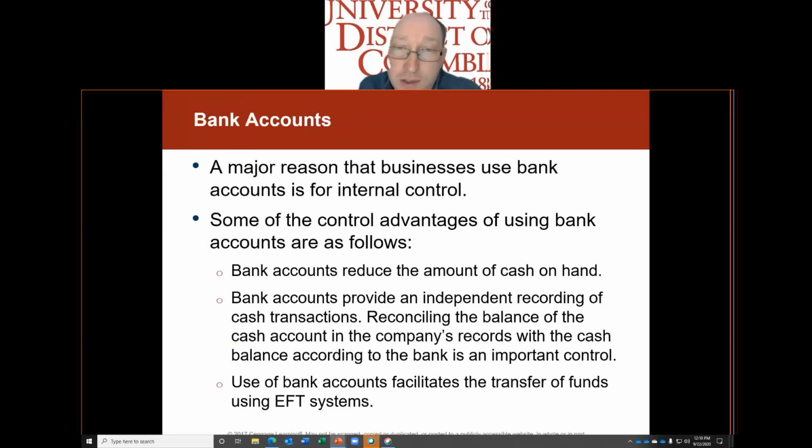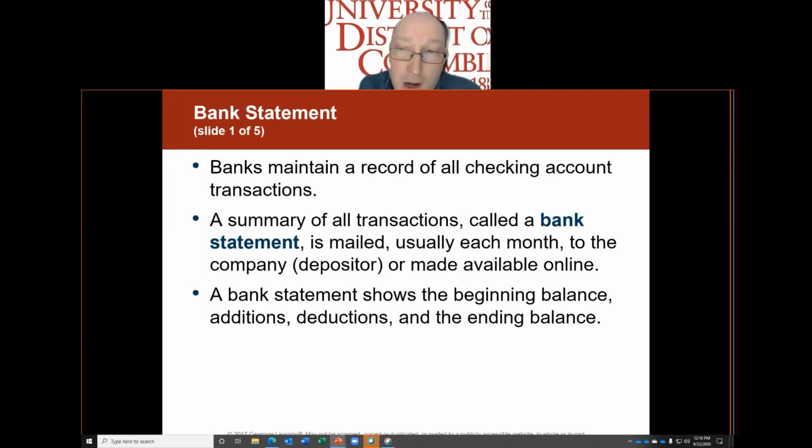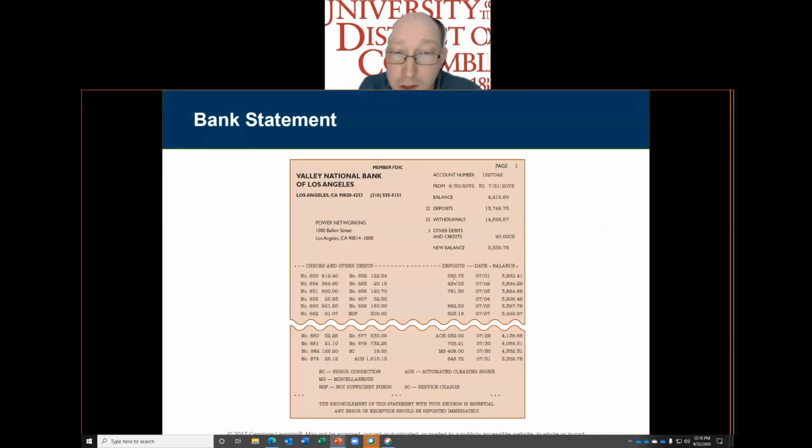Bank accounts, I really don't need to talk too much about that. I do want to talk about bank statements. Bank statements are something that is either mailed to you or available online. These days, it's almost all online. The bank statement has all additions, deductions, and it provides your beginning and ending balance. It looks just like this. All of your transactions are listed out. Deposits are usually on top, and then withdrawals are on the bottom. And everything has a date, when the transaction took place, all that good stuff.